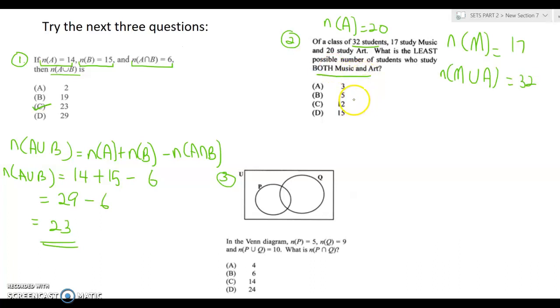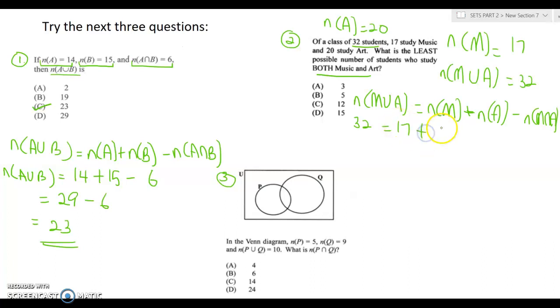So again, we write down our formula. The union is the 2 sets individually, you add them individually first, and then you minus the intersection, which is what we want to find. So the number of members in the union is 32. That is equal to the number of members in music, which would be 17, plus the number of members in art, which is 20, minus that intersection.